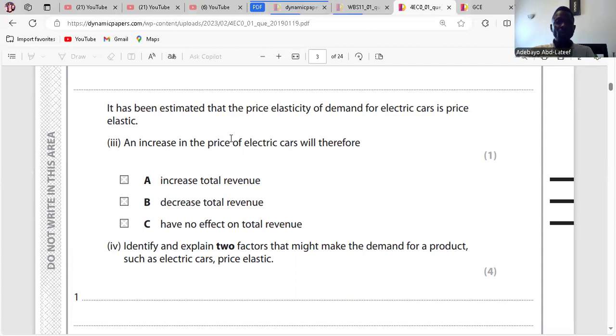So an increase in the price of electric cars will therefore what? A, increase total revenue. No. B, decrease total revenue. Yes, it will decrease total revenue. Why? Because the demand for electric cars would fall, based on the fact that the PED is price elastic. So definitely, if the price increases, the quantity demanded would reduce. As a result, it will affect the total revenue. So the total revenue would fall, which is B. Clear? Okay.